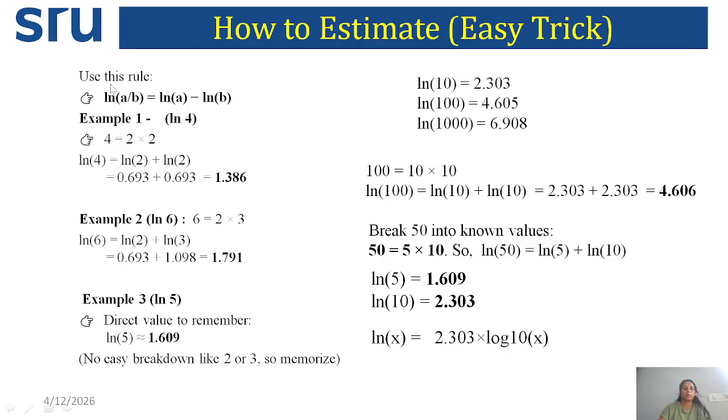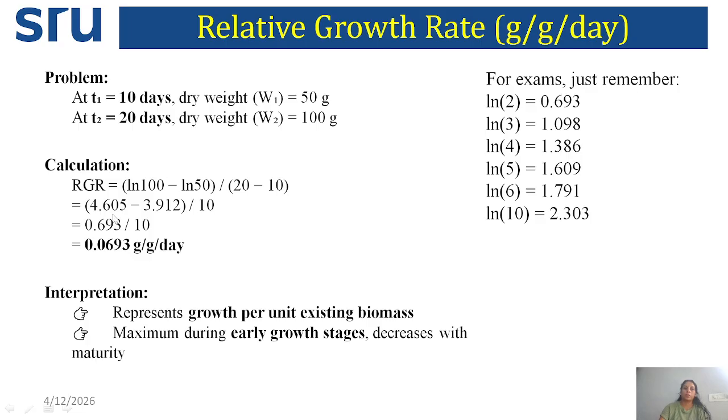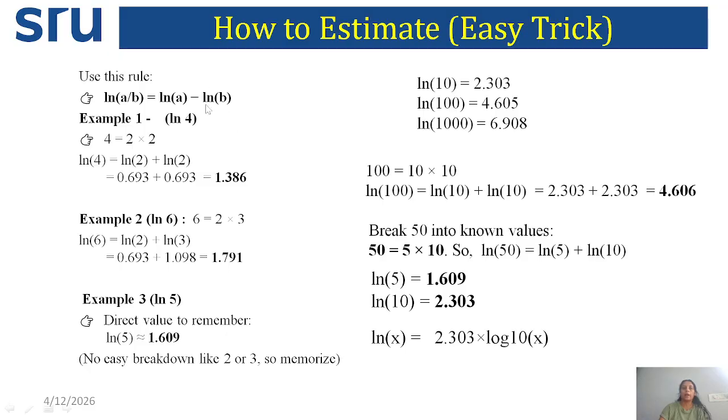Similarly, we have one rule: ln A by B is equal to ln A minus ln B. Otherwise, ln A into B: if you are dividing, a minus will come; if you are multiplying, a plus will come. So here we are multiplying. ln 100 means 10 into 10, and 50 means 10 into 5. So that's why we need to add here: ln A plus ln B.